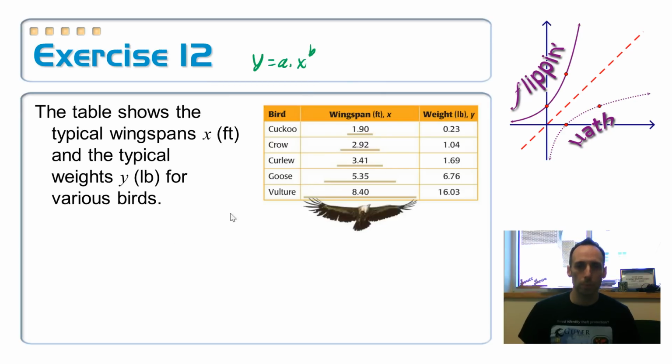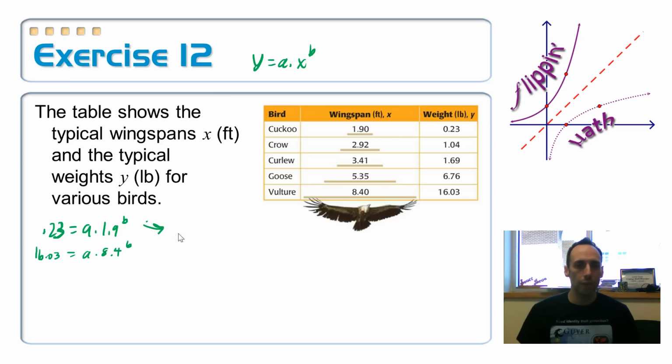Okay, so I'm going to put in 1.9 for x and 0.23 is equal to the y coordinate, a times my x value 1.9 raised to the b power. And then for the second one, let's go all the way down to the bottom. 16.03 is equal to a times 8.4 raised to the b power.